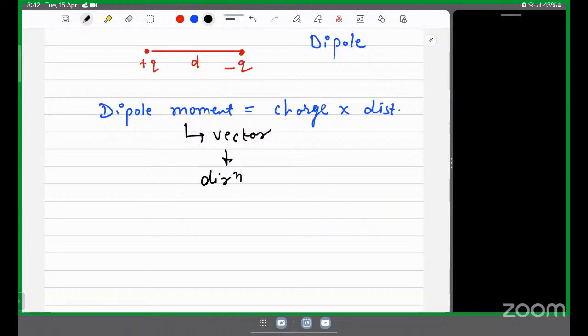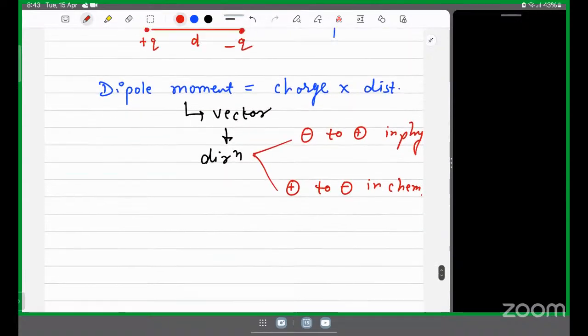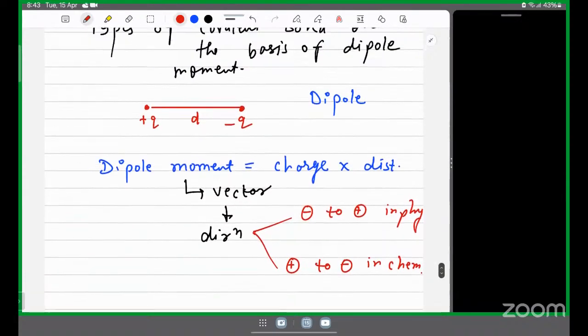Its direction is given negative to positive in physics, and its direction will be positive to negative in chemistry. Yes? Negative to positive in physics and positive to negative in chemistry. Now the interesting point is dipole moment will be formed if and only if we have charges of the same magnitude and of opposite sign.